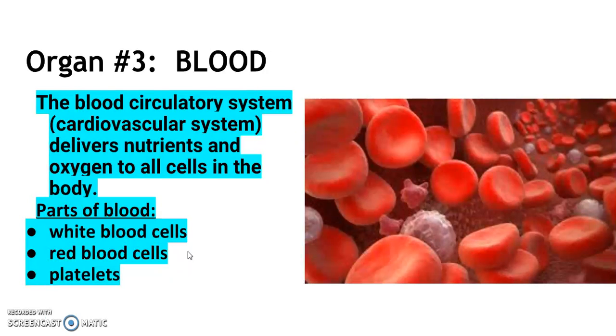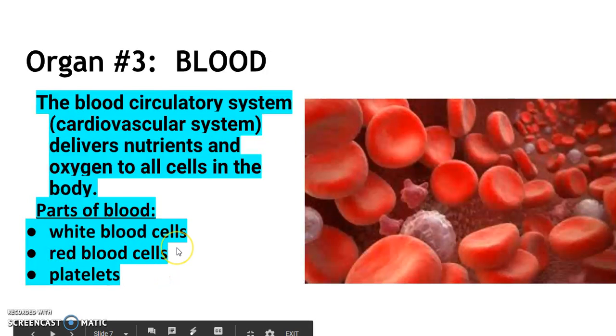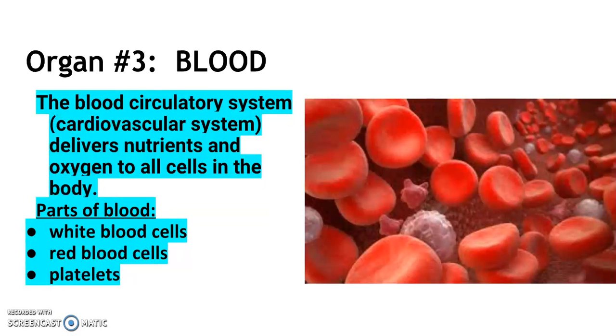And lastly, blood is the 3rd part of the circulatory system. Probably the most important part, really, because it delivers the nutrients and the oxygen. There are 3 things that are in our blood. You have white blood cells, you have red blood cells, and you have this thing called platelets. Again, you don't have to be writing this down, but make sure that you know that blood is part of the circulatory system.